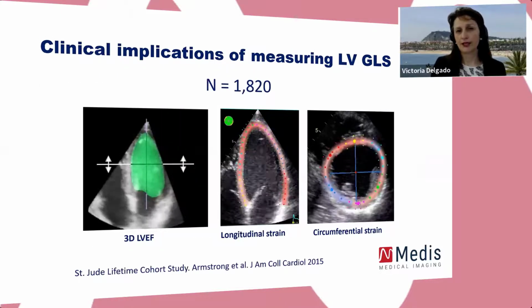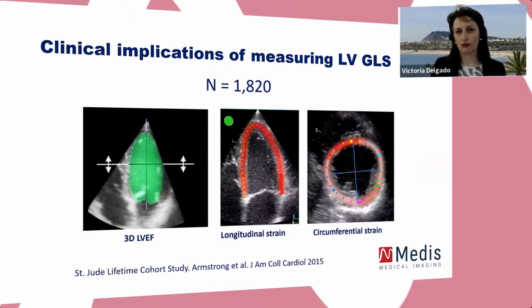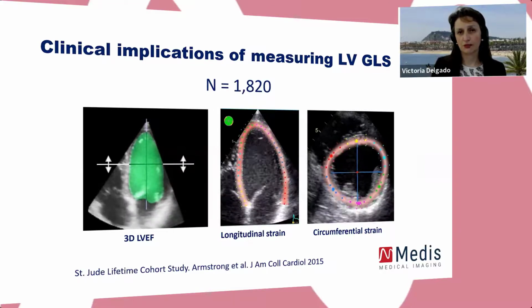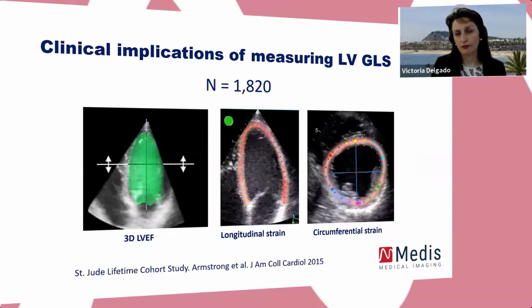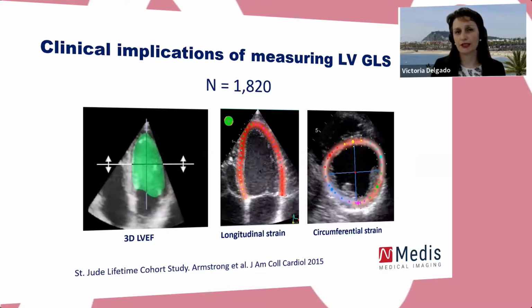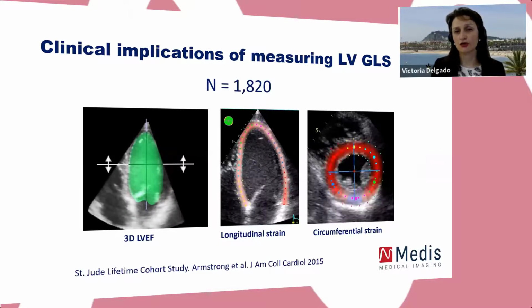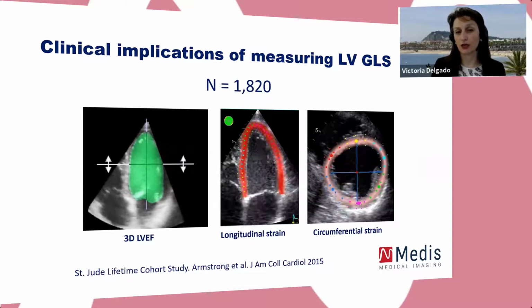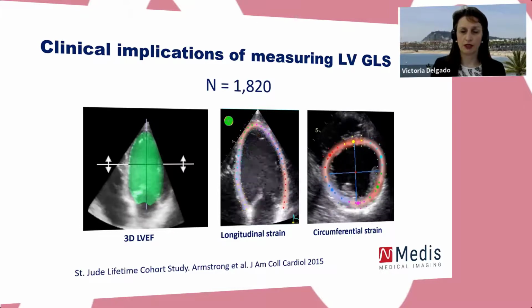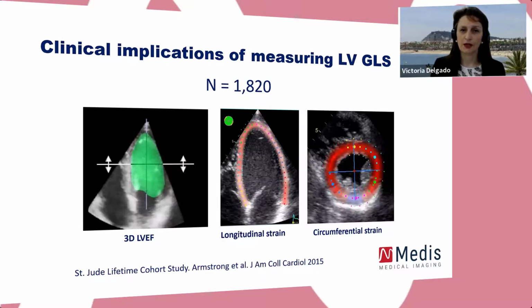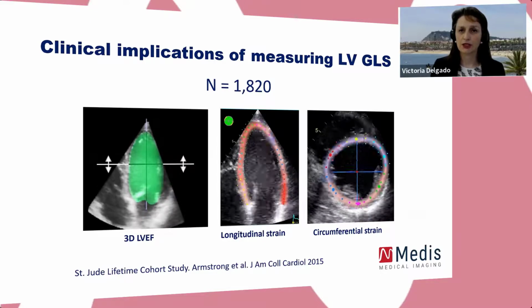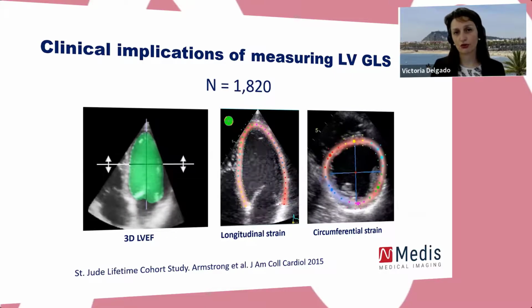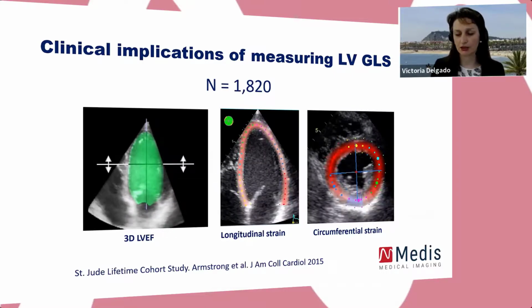So, what are the clinical implications of measuring global longitudinal strain, for example? I'm going to give you one of the examples most frequently used, in the specialty that probably has embraced the use of global longitudinal strain much earlier than any other subspecialty in cardiology, and that is cardio-oncology. In this study from the St. Jude Lifetime Cohort Study, including 1,800 patients, the authors compared the 3D left ventricular ejection fraction with global longitudinal strain and also with circumferential strain.